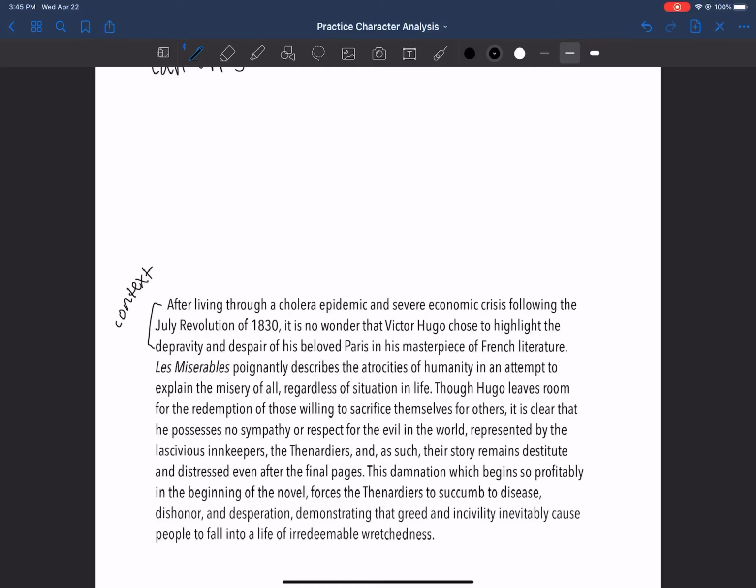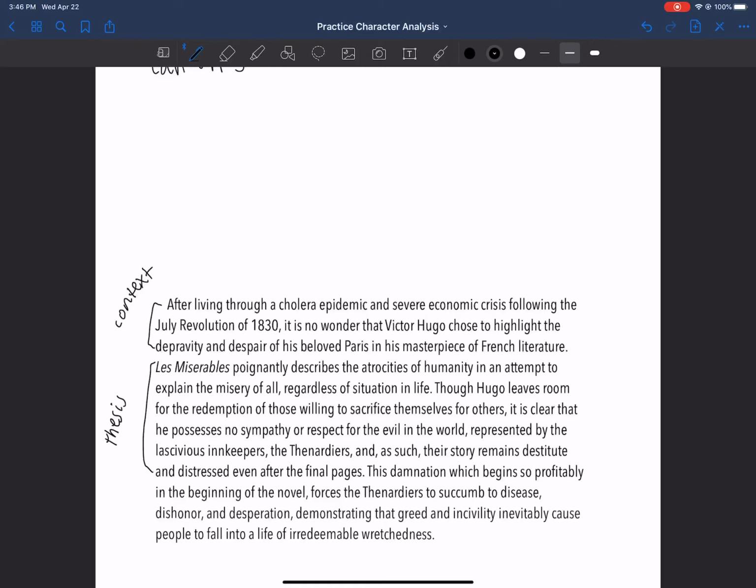Les Miserables poignantly describes the atrocities of humanity in an attempt to explain the misery of all, regardless of situation in life. Though Hugo leaves room for the redemption of those willing to sacrifice themselves for others, it is clear that he possesses no sympathy or respect for the evil in the world, represented by the lascivious innkeepers, the Thénardiers, and as such, their story remains destitute and distressed even after the final pages. Okay? This long little bit is kind of like my thesis restated, but you can tell it's not my exact thesis. That's what I mean by that.